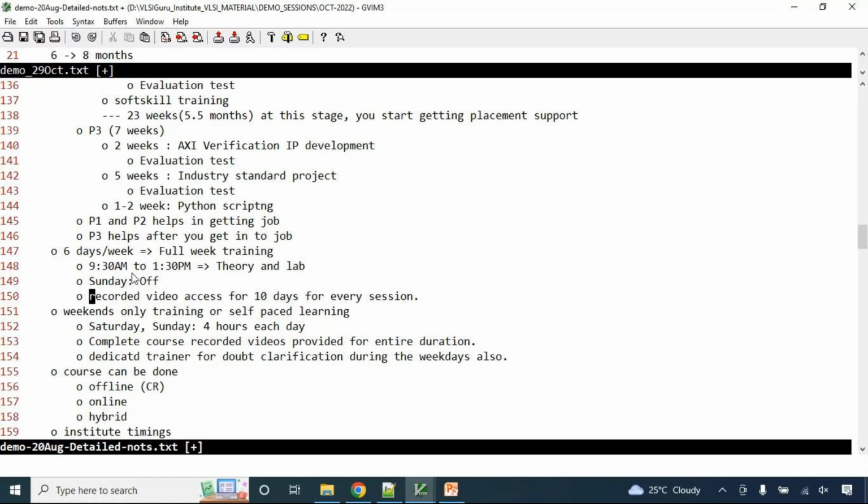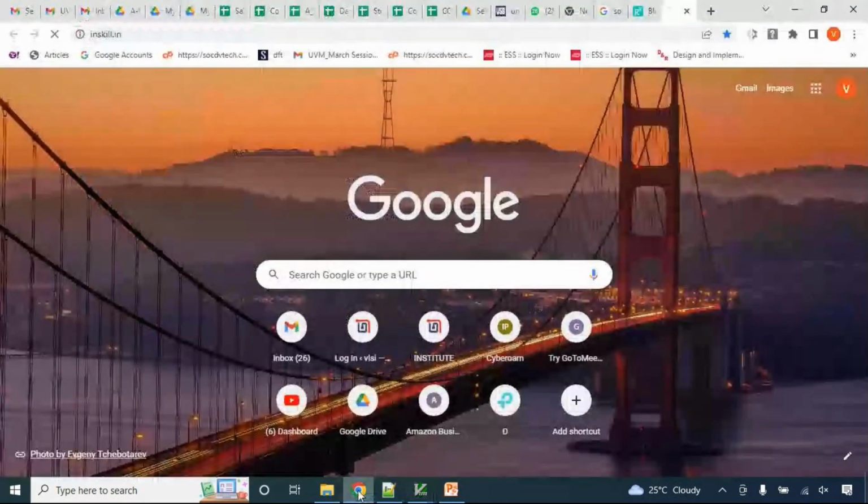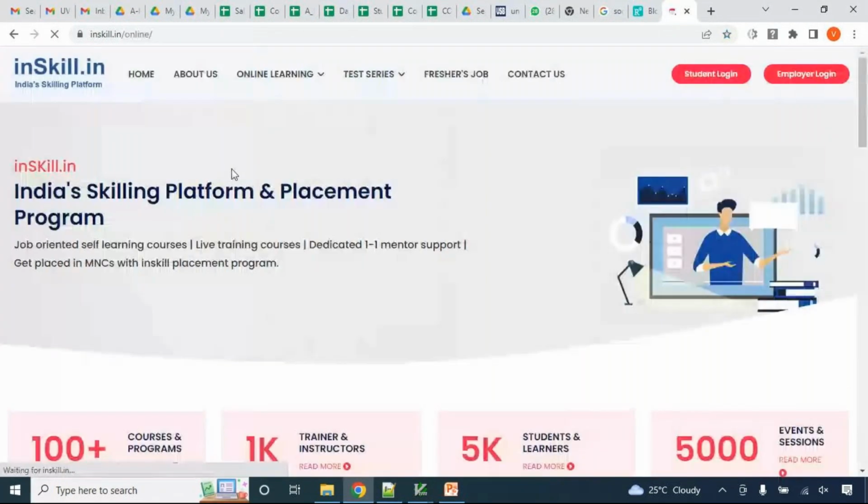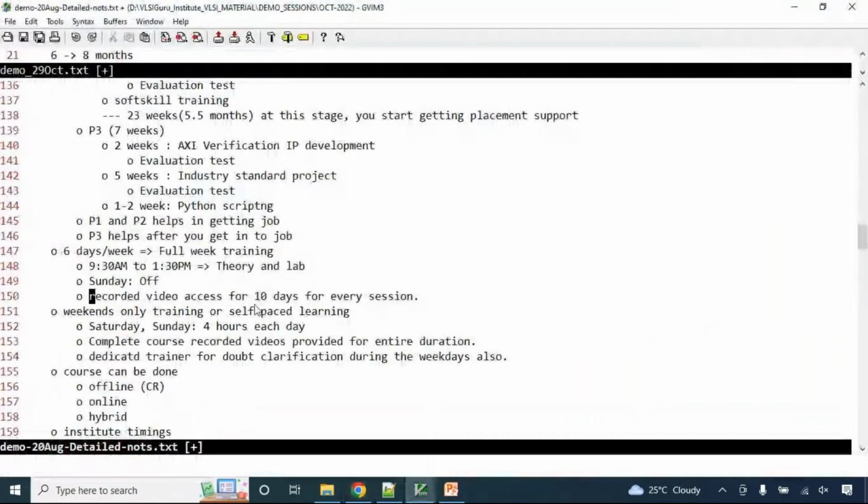Recorded video access is provided for 10 days for every session. Every session you attend gets recorded, and we have a portal in skill.in where you log in and you can watch the videos. That access will be there for 10 days. Now, many times people ask, why 10 days? Why not 6 months? My answer is, you have done some course in BTech second semester.